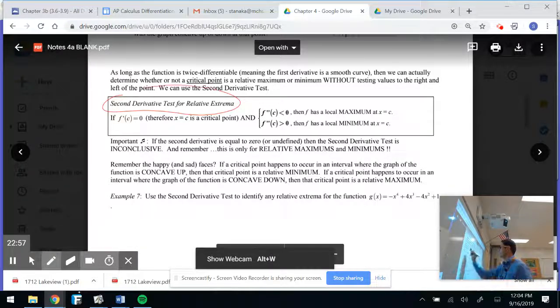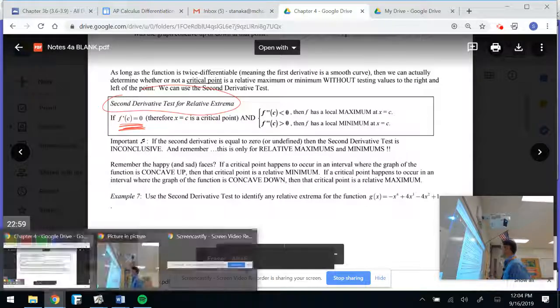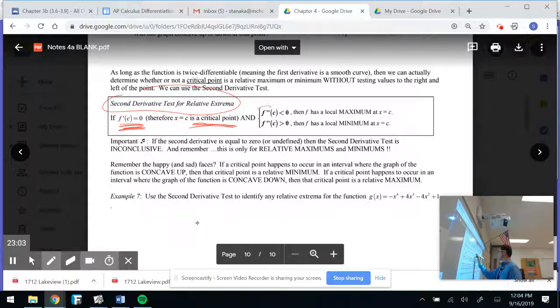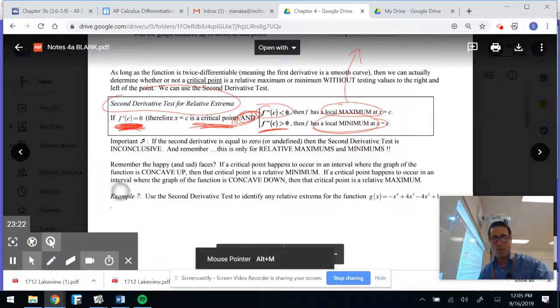Second derivative test. If f prime of c is equal to 0, and thus a critical point, and the second derivative is less than 0, we know it's a max, just like I showed you above. If f prime of c is equal to 0, thus being a critical point, and the second derivative is greater than 0, it's going to be a local minimum. Let's go ahead and do an example so you guys can know exactly what I'm talking about.